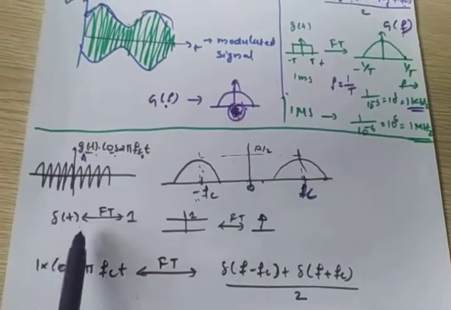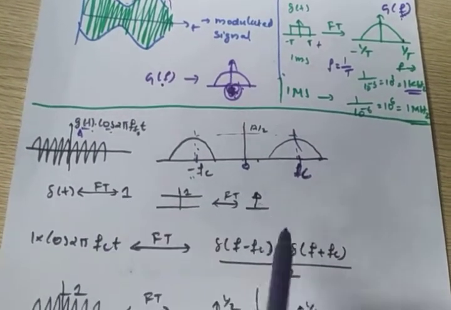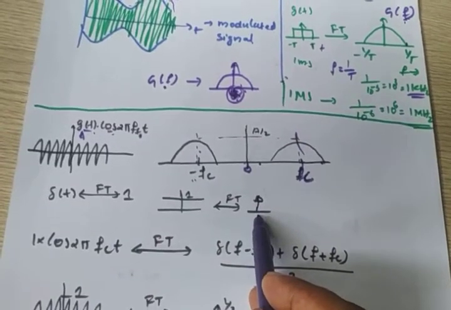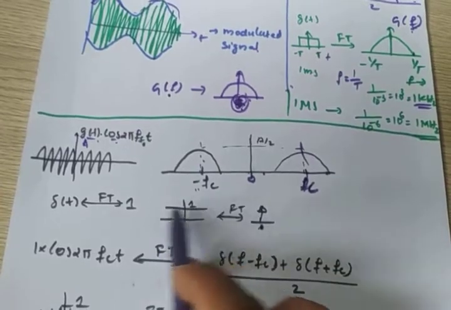Now consider δ(t). The Fourier transform of δ(t) is 1 only. Okay, δ(t) is this. Take the Fourier transform, you will get a 1, DC only.